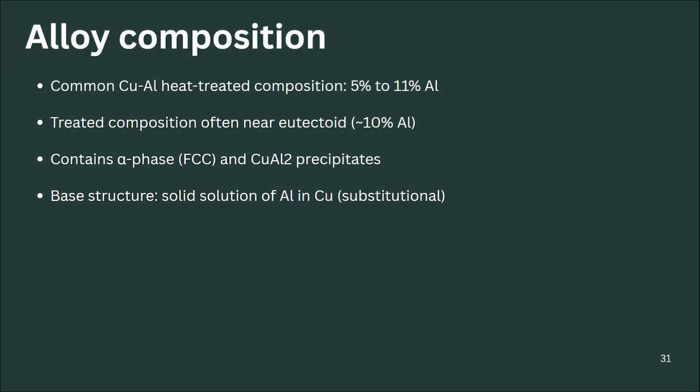Heat-treated copper aluminum alloys typically contain between 5% to 11% aluminum. This composition range lies close to the eutectic point and produces a solid solution of aluminum in copper, known as the alpha phase. Upon aging, a second phase called CuAl2 precipitates, contributing to strength through precipitation hardening.